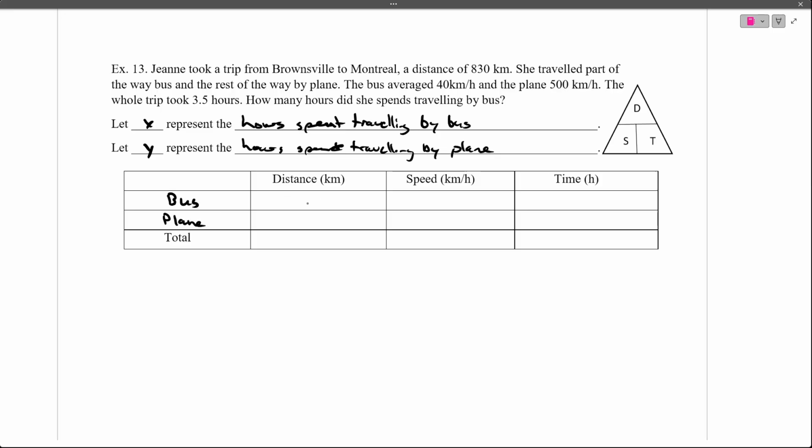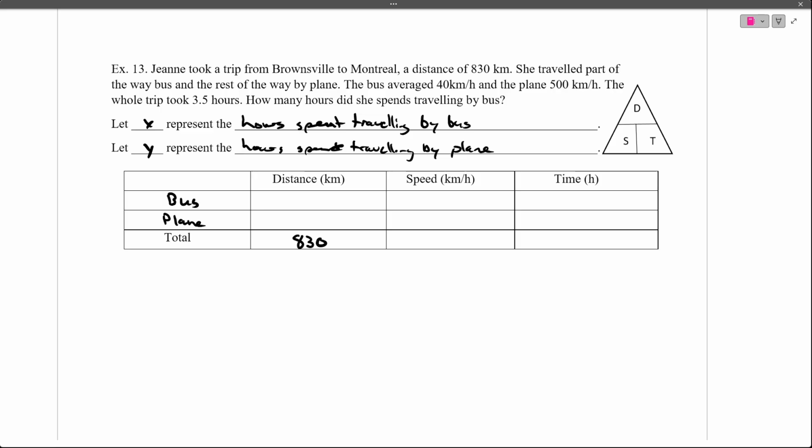So how far did the bus travel? Well, the whole trip was 830 kilometers. She traveled part of the way by bus, we're not sure how much, and the rest of the way by plane. We don't really know yet, so we're going to have to leave that alone.